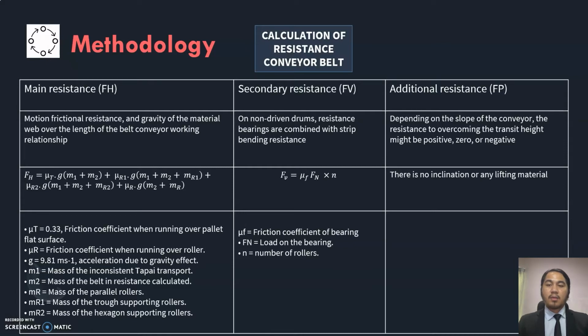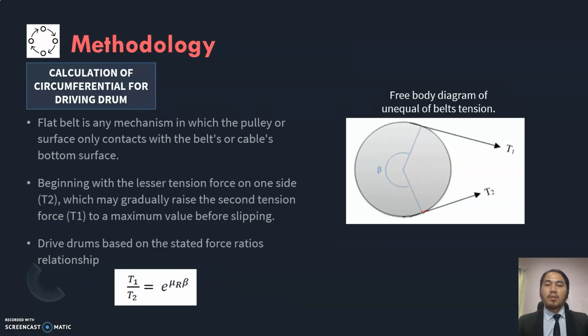The additional resistance FP depends on the slope of the conveyor. The resistance to overcoming the transit height might be positive, 0, or negative. Since there is no inclination or any lifting of material, the additional resistance is 0 and can be neglected. Calculation of circumferential force for the driving drum.